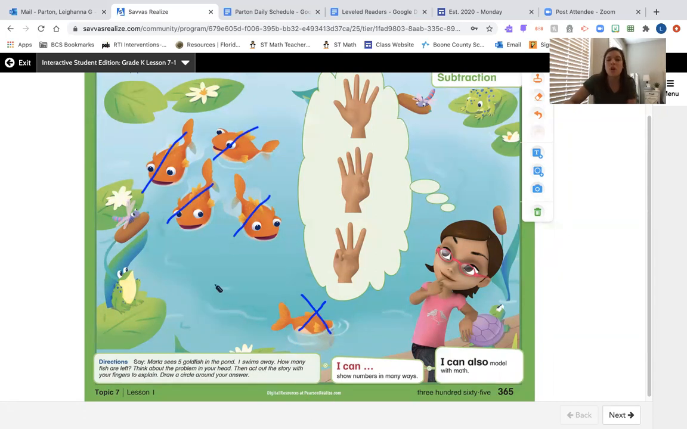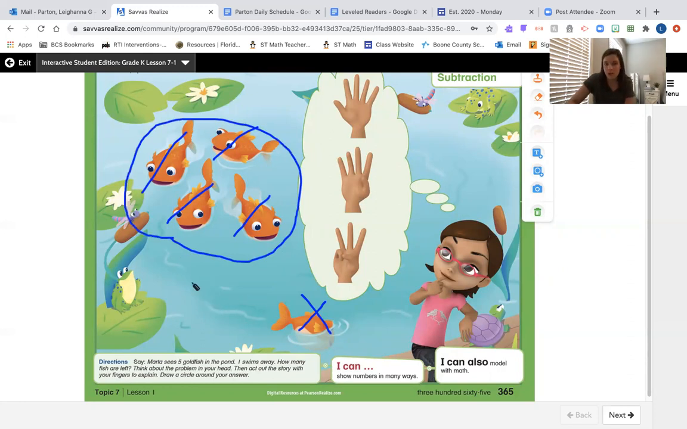How many fish are left? So we have 5 fish altogether that we just counted. One of them swam away, which we put an X on. Let's circle the ones that did not swim away, the ones that are left over.